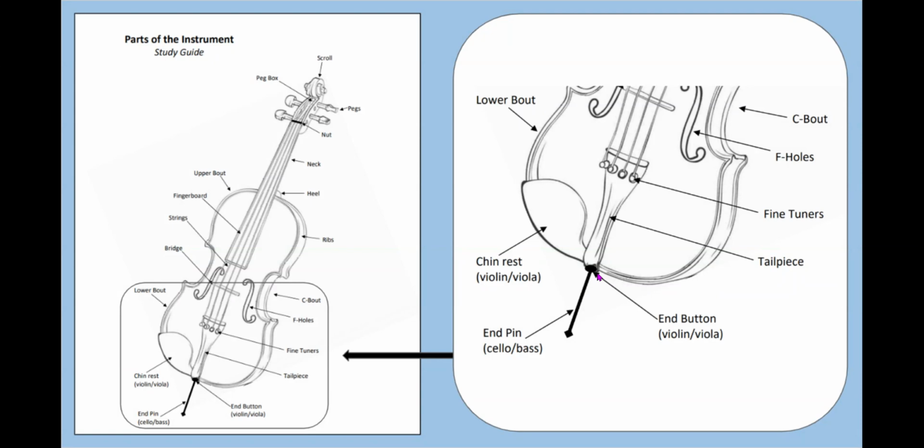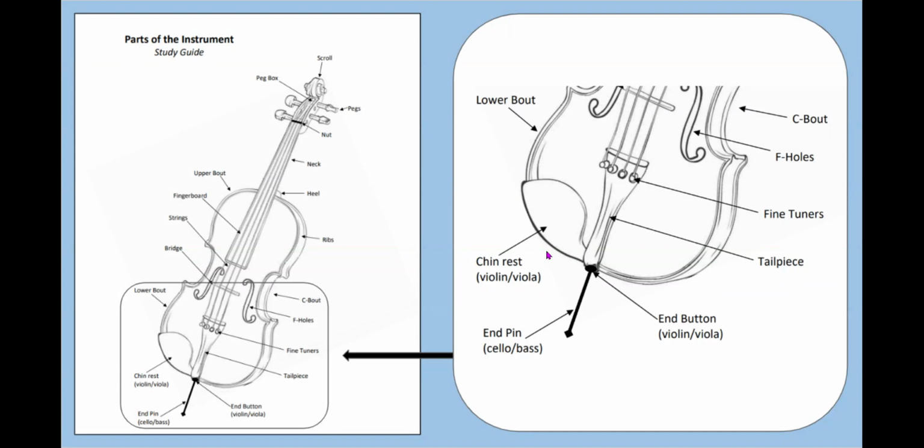If you play violin or viola, you'll have an end button, whereas if you play the cello or the bass, you're going to have an end pin. So it's a little bit different for the two sets of instruments. So for violins and violas, you have an end button. For cellos and basses, you have an end pin, and this is the longer portion. If you can recall in the picture of the instruments, the cello and the bass, they have an end pin.